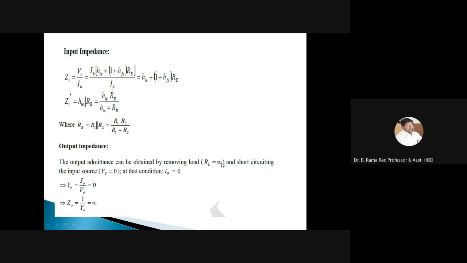Approximately, we make this RC infinite, and short circuit the input source Vs, at which condition I naught is equal to 0. Now we get the output admittance equal to I naught, which is 0. 0 by anything will be equal to 0. Then Z naught is equal to infinite. Of course, we have seen earlier in the approximation model of the CE amplifier, the same result while taking the emitter resistance into account. So Z naught is equal to infinite for the approximation model in the earlier case and in this case also.